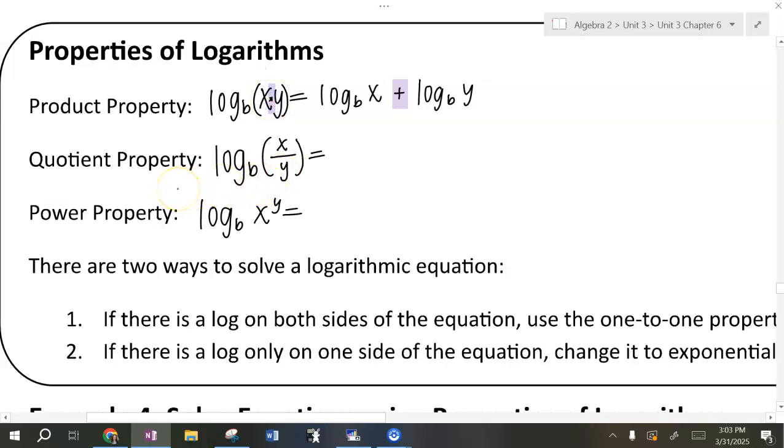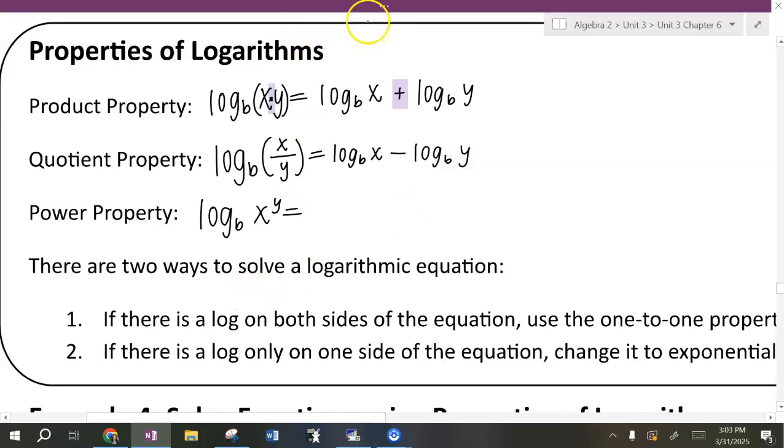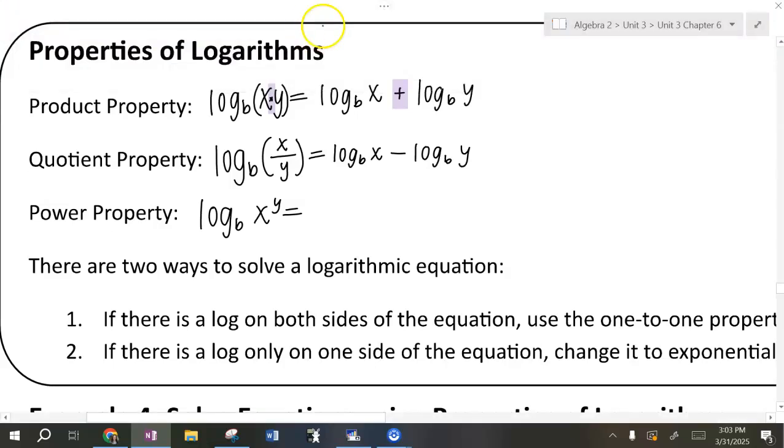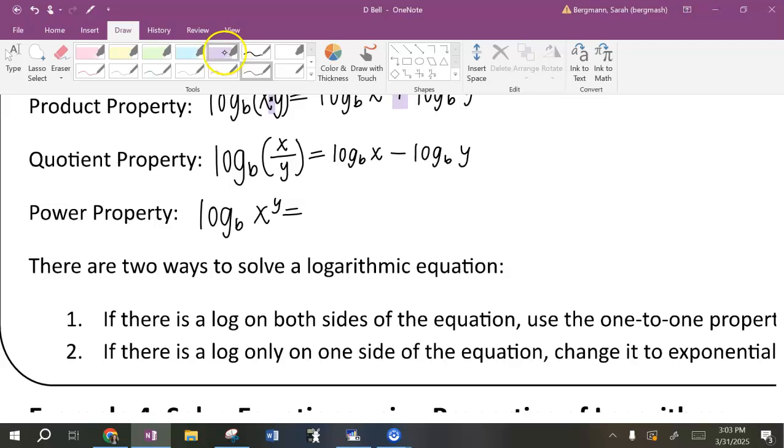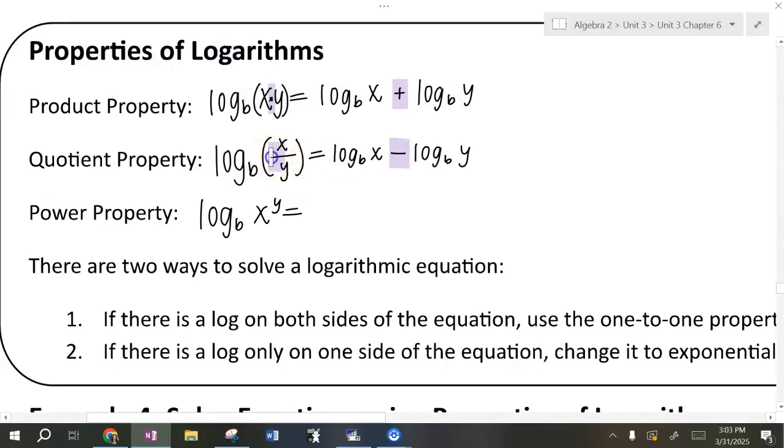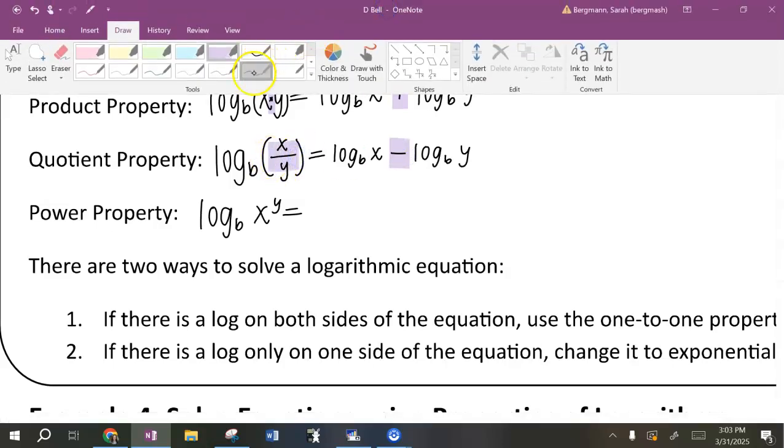Next is the quotient property. We have log base b of x divided by y. For that, you could split it up by doing the log base b of the numerator x minus the log with the base of b of the denominator y. The way you can remember that one is that the minus sign kind of looks like the divided sign or the fraction bar here in between the x and the y.